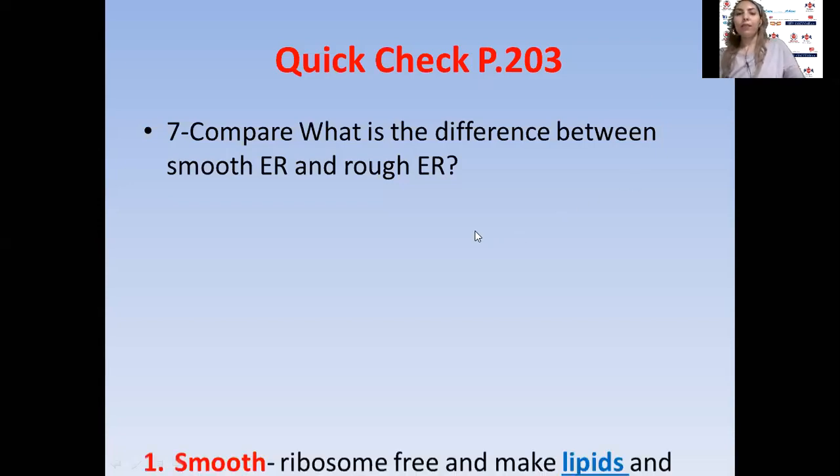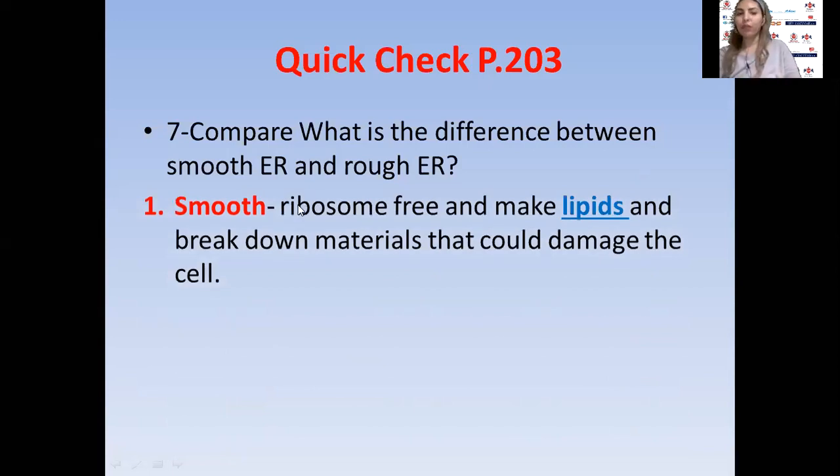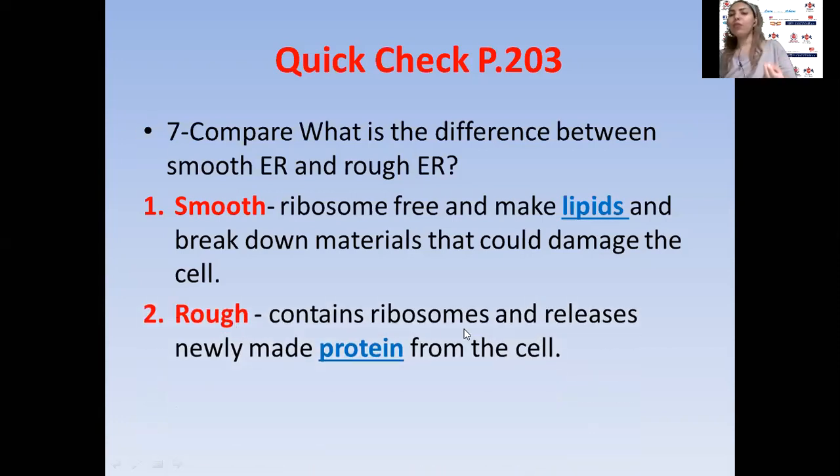As you said, smooth means ribosome free, without ribosomes, and makes lipids. Another function is that it can break down material that could damage the cell, like bacteria and viruses. So this is the place which breaks down all these dangerous materials, and it also forms lipids. Number 2, rough contains ribosomes and releases newly made protein from the cell. And remember, it's called the cell's delivery system.